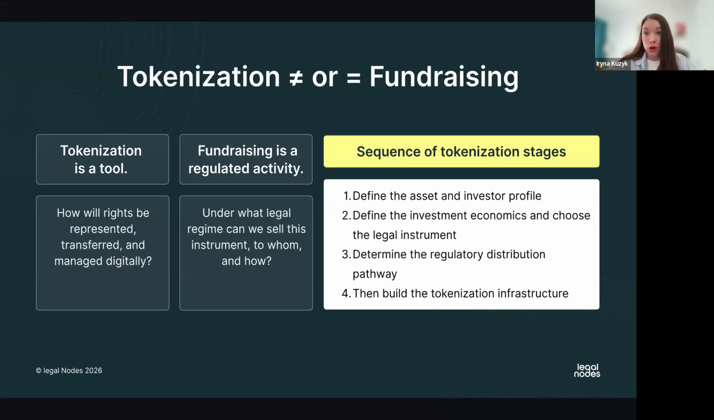It is infrastructure design. You can tokenize real estate, debt receivables, fund units, equity in an SPV, revenue streams, infrastructure projects, but tokenization alone does not determine who can buy the token or how it can be sold, how investors can be solicited, or how you can promote the token.